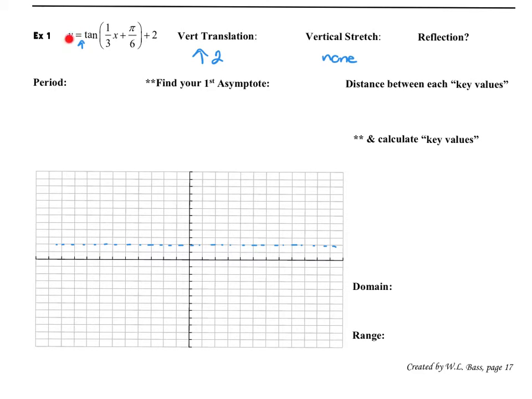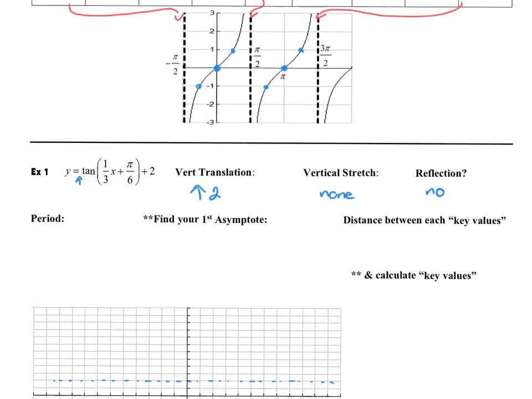A reflection is going to be found in the same place as well. If there was a negative there in the front, there would be a reflection. So there's no reflection here. Now, our period, this is where it gets really important for us to understand.